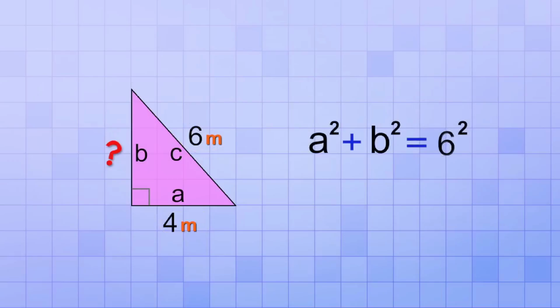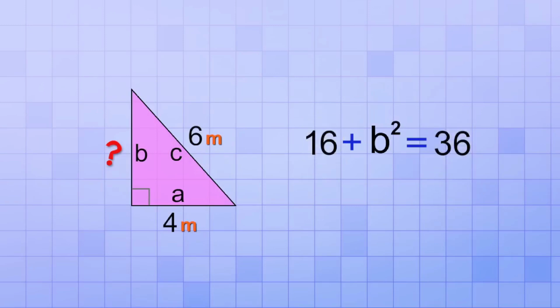Replacing the c with 6 and the a with 4 gives us the equation 4 squared plus b squared equals 6 squared, which we need to simplify and solve for b. First, let's simplify the exponents. 4 squared is 16, and 6 squared is 36.